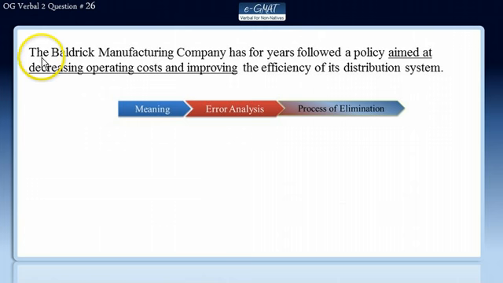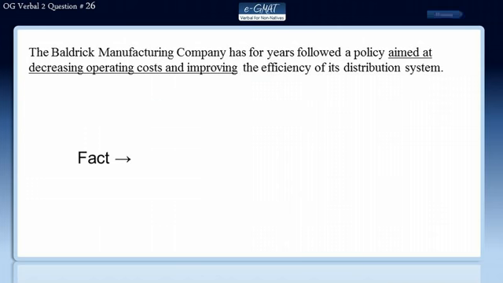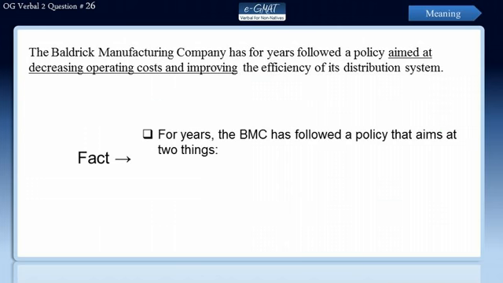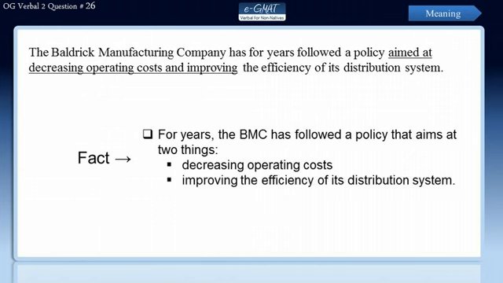So let's begin. The Baldrick Manufacturing Company has for years followed a policy aimed at decreasing operating costs and improving the efficiency of its distribution system. So this sentence presents a fact. It says that Baldrick Manufacturing Company has followed a policy that aims at two things: decreasing operating costs and improving the efficiency of its distribution system.